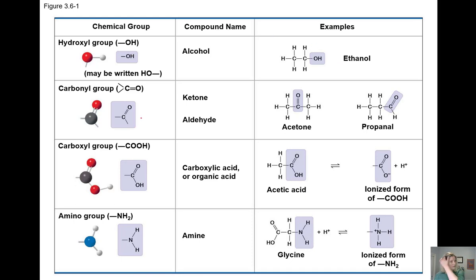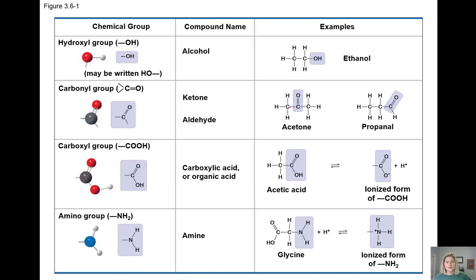Okay. The next functional group we're going to talk about is called a carbonyl group. In carbonyl groups, the carbon is double bonded to an oxygen atom. So you can see that double bond there. And molecules that have these functional groups are usually known as ketones or aldehydes. So here's a couple examples of ketones and aldehydes. So acetone.